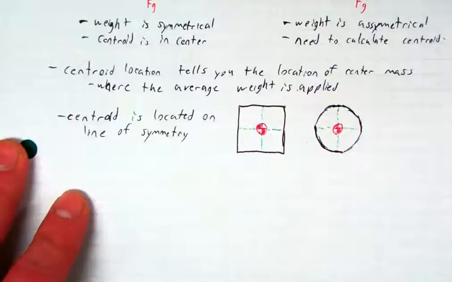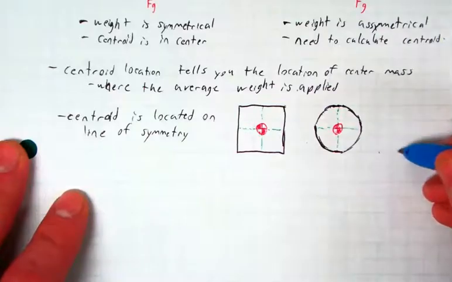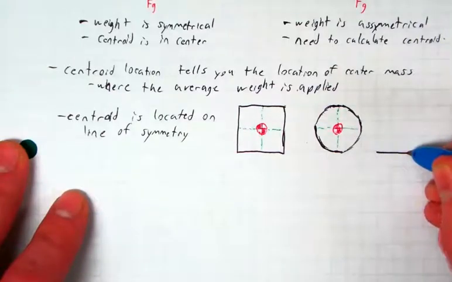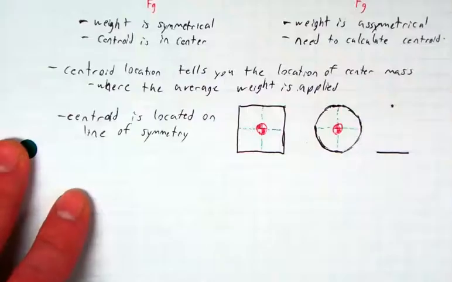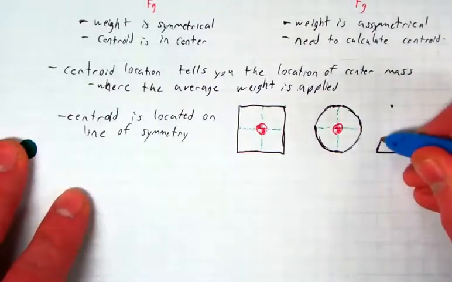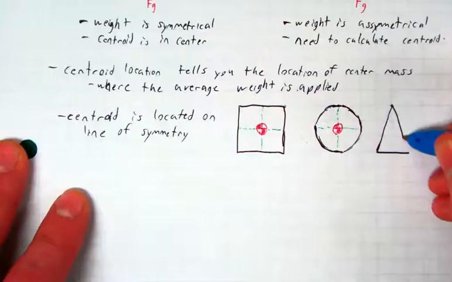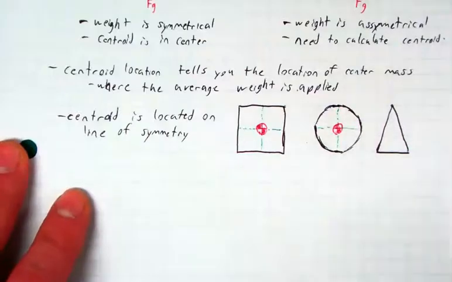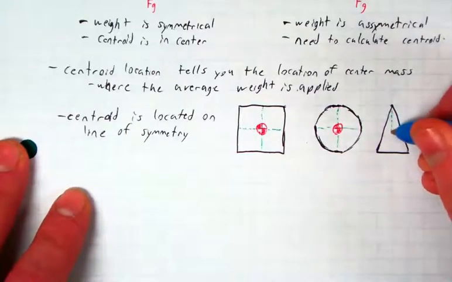But what if a shape only has one line of symmetry? So what if we drew ourselves an isosceles triangle? We draw it with a base of 2 and a height of 3. A triangle with a base of 2 and a height of 3. There's only one line of symmetry here, right down the middle.